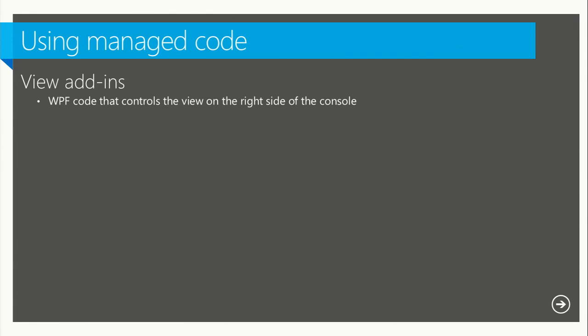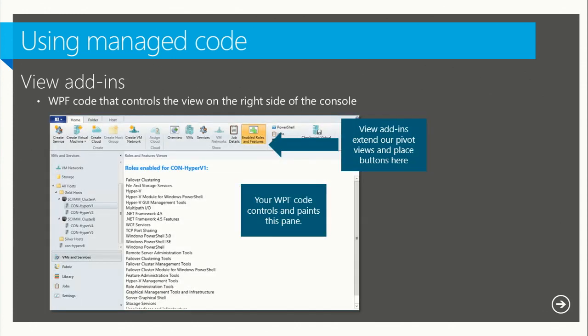There's also view add-ins. So this is WPF code that controls the view on the right side of the console. And these have proven to be pretty popular. What this does is it extends what we call our pivot views. I don't know if pivot views are something that you've heard of, but there are these buttons that go underneath the show area here.